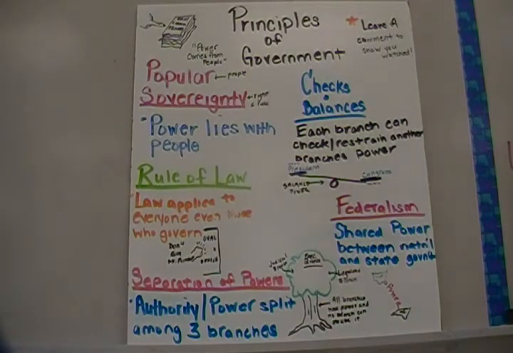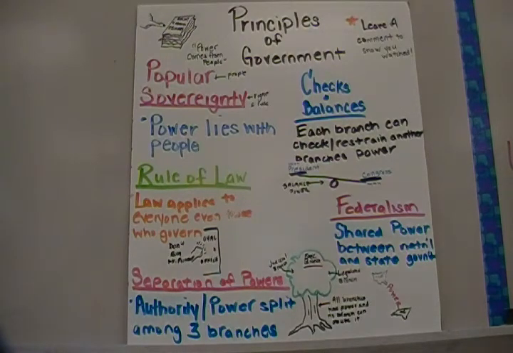The one at the top is going to say checks and balances. Now, checks and balances means that each branch can check or restrain another branch's power. So it balances out the power. That means the judicial branch can't be more powerful than the executive branch. The executive branch can't be more powerful than the legislative branch. If you look at the picture that's drawn, it's showing the scale, and it's trying to balance out the power between the president and Congress. That means that the president is not more powerful than our Congress, which is our legislative branch. The last one is federalism, which we've already looked at before.